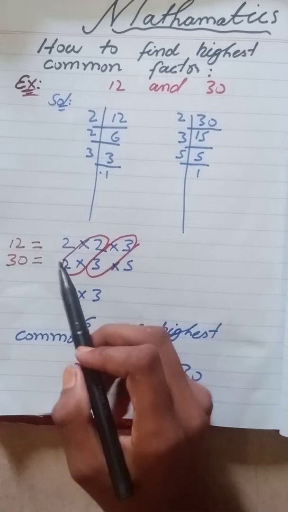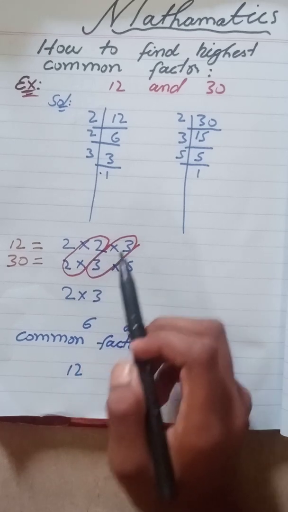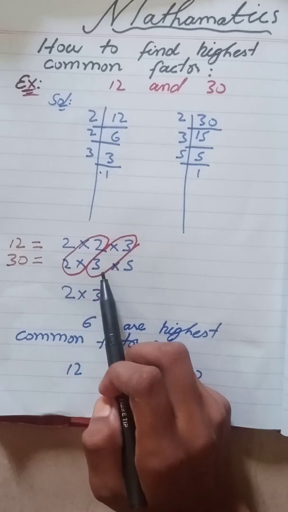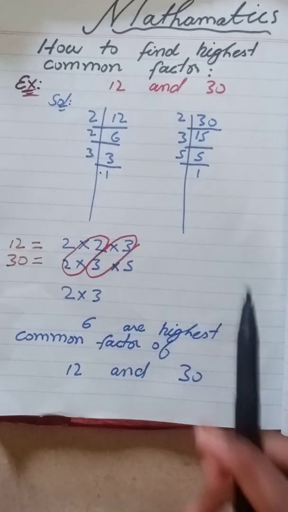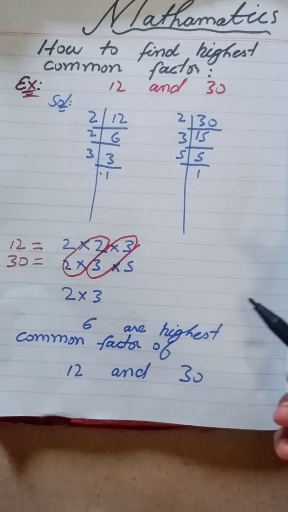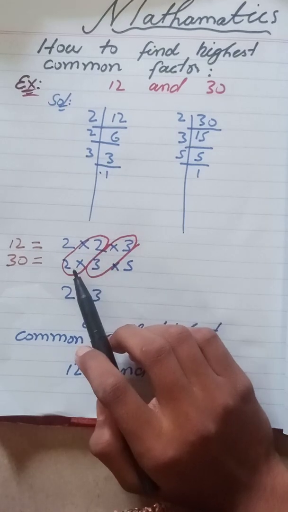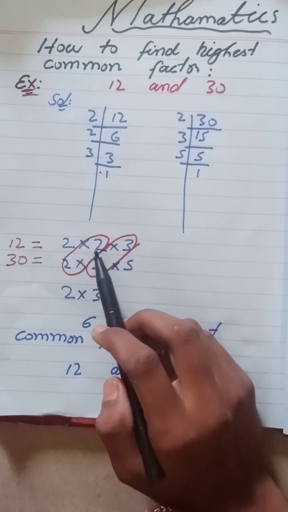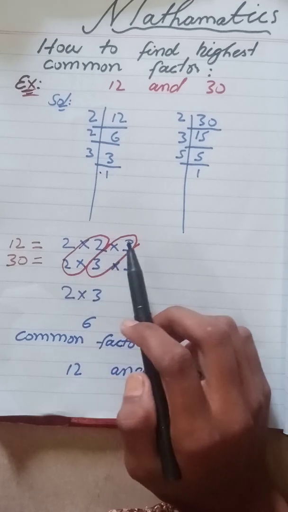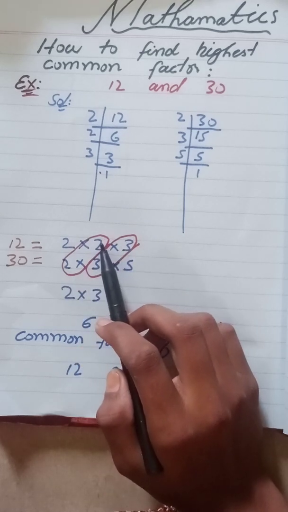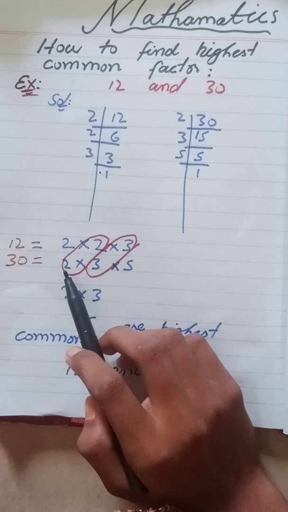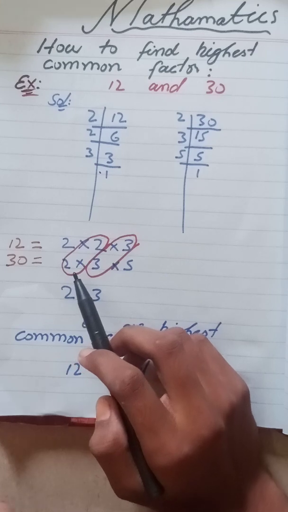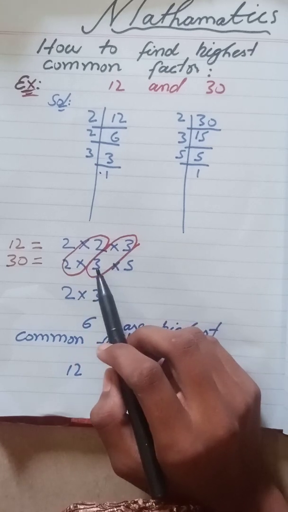Now 12 is equal to 2 multiply 2 multiply 3, and 30 is equal to 2 multiply 3 multiply 5. Now how to find the highest common factor? I have found the highest common factor by using a trick, and that trick is to match the same numbers. The 2 in the first line, and in the second line there is also 2, and I have matched the 2 once, and the 3 in the second.